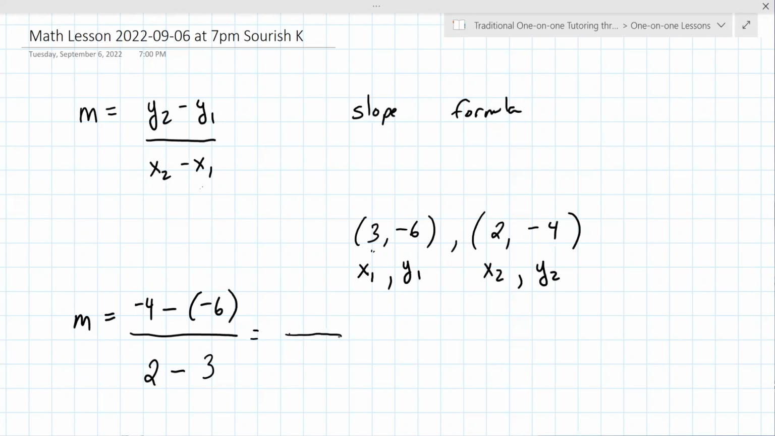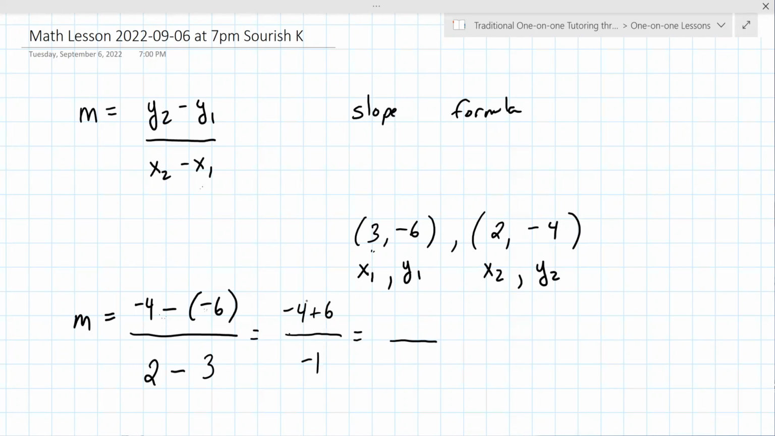Do you have an answer for me? -4 minus -6, that is gonna be 10. And 2 minus 3 is -1. Two negatives make a positive, so it's -4 plus 6, and it is -1 on the bottom. What is -4 plus 6? No. Try again. It's not 10.